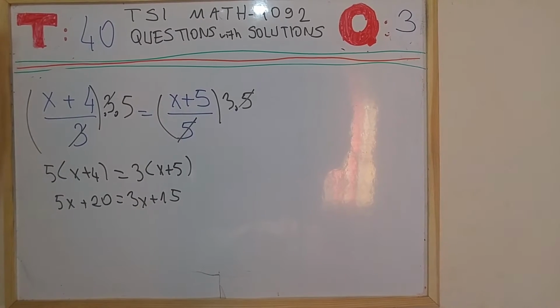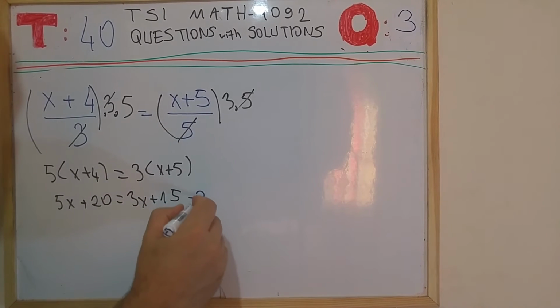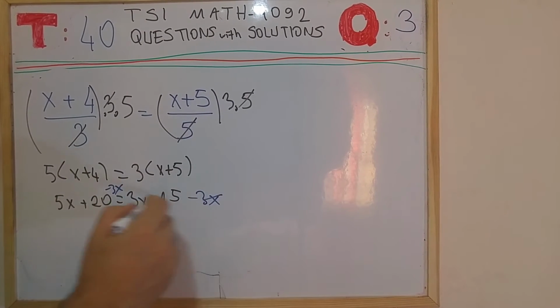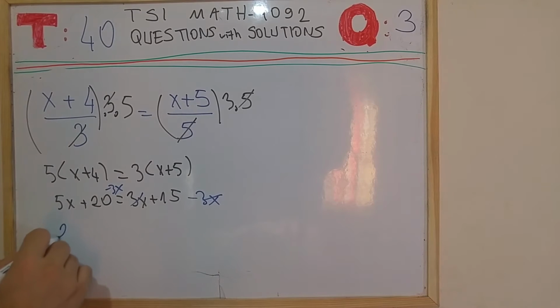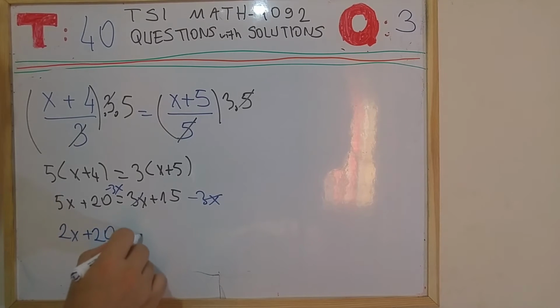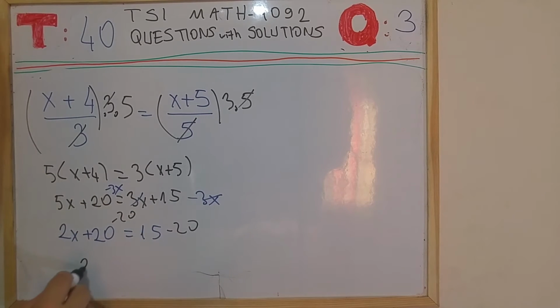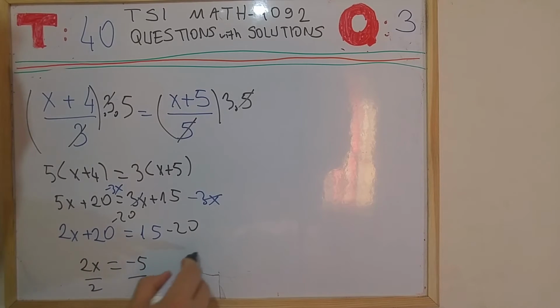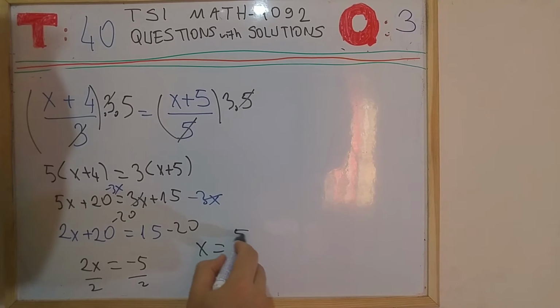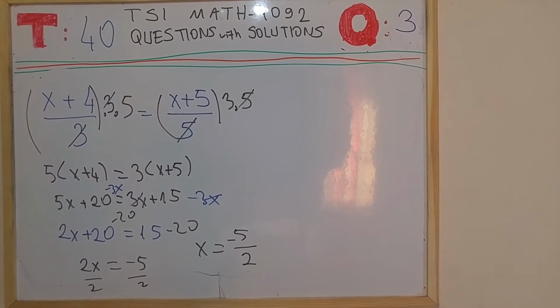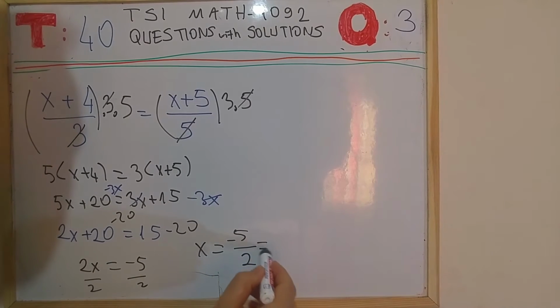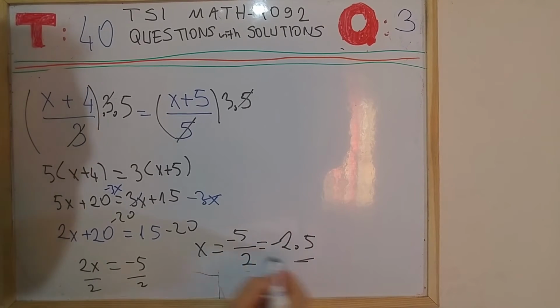Now let's subtract 3x from each side, minus 3x. X's are gone now. So I have 2x plus 20 is equal to 15. Now it's time to subtract 20 from each side, so that x is left alone, as 2x plus 20 minus 20. What I have is 2x, which is equal to minus 5. When I divide these by 2, x is going to become minus 5/2, equal to minus 2.5.